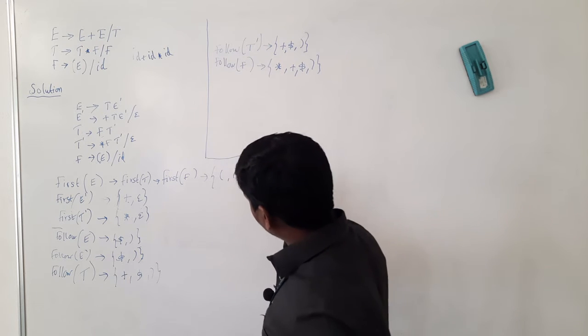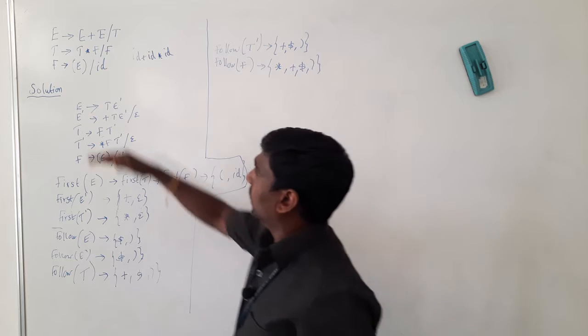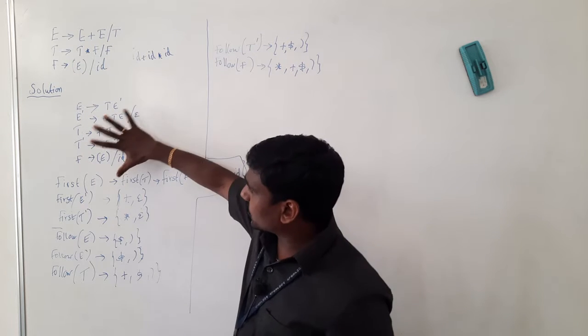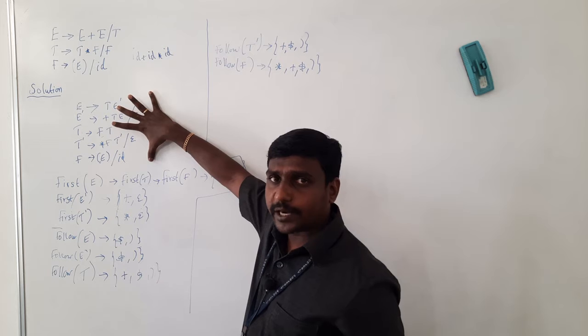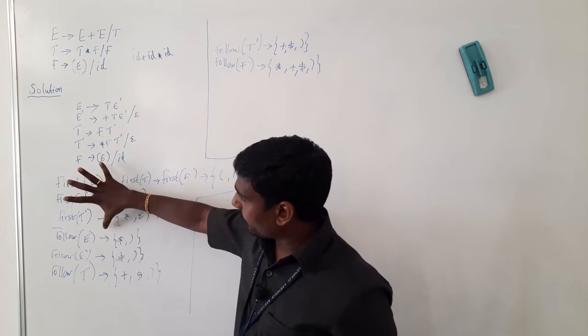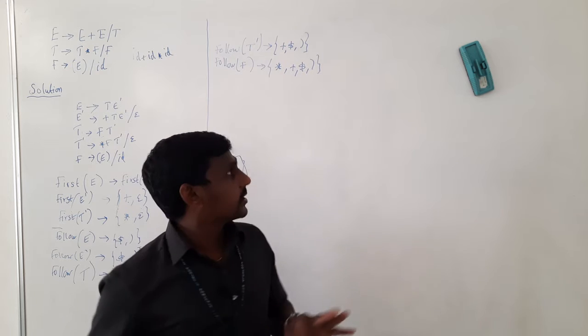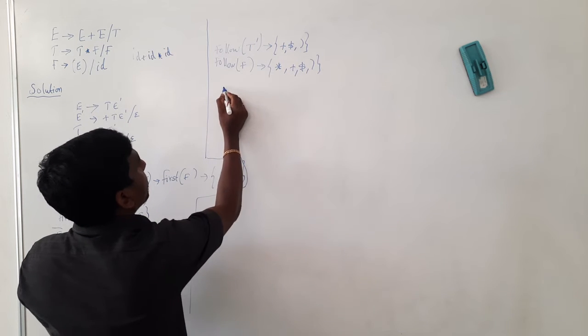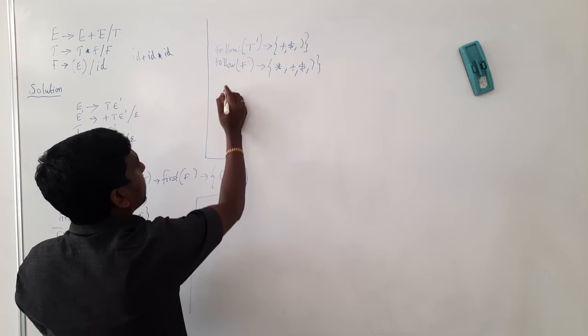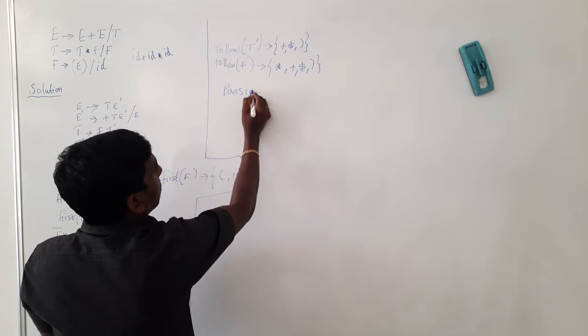What steps did I do for constructing the predictive parser? The first one is eliminating and writing the grammar. The second one is I found the first function and then the follow function. The third step is we have to construct a transition table, that means the parsing table.